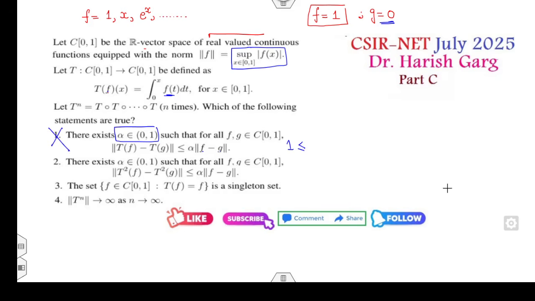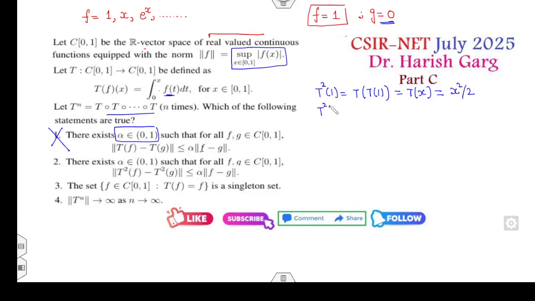Fine. Now look at the second option. There is a T square. So again, what is the value of T square of f? That is, first of all, T of T of 1. Fine. By using the composition mapping, what is T of 1? T of 1 is x. And if you substitute T of x here, this is x square by 2.